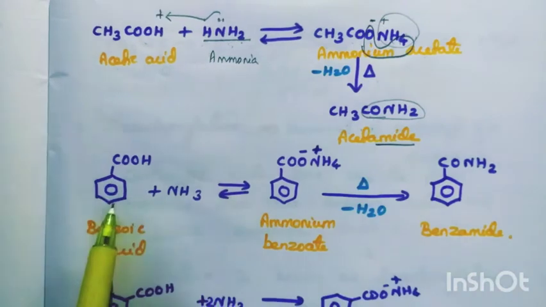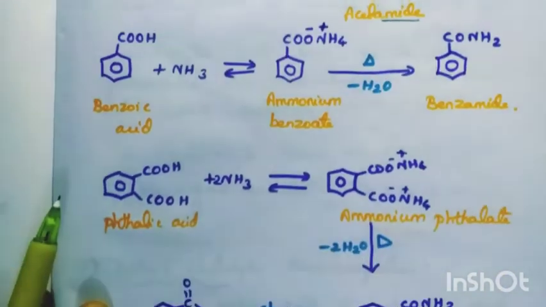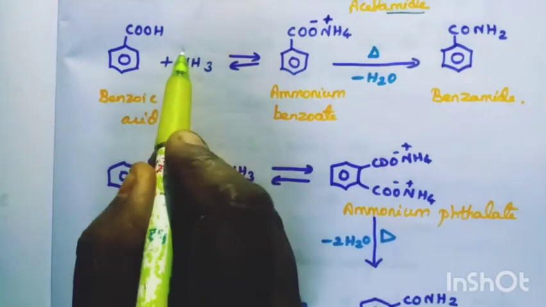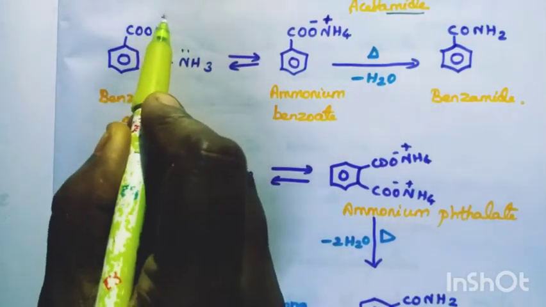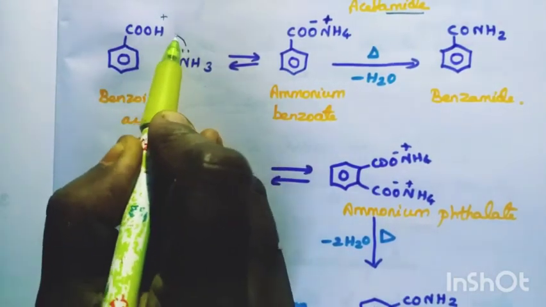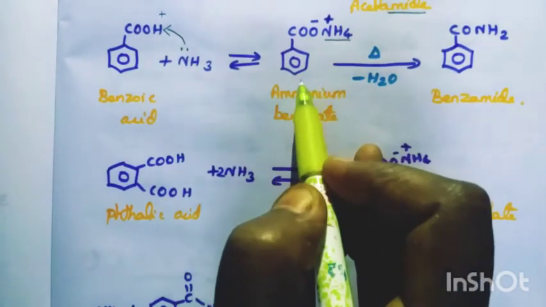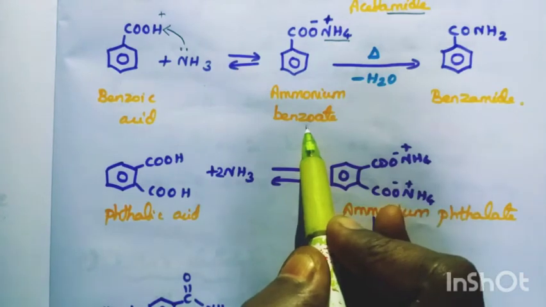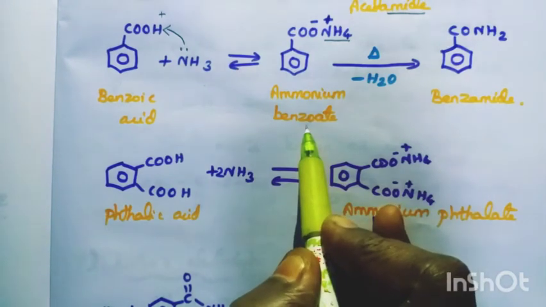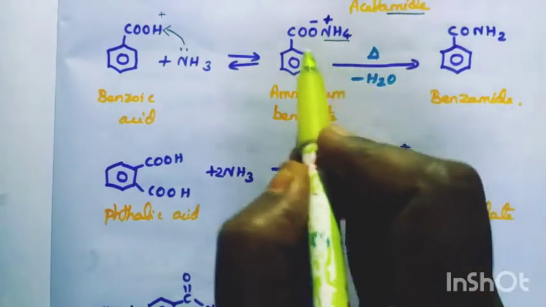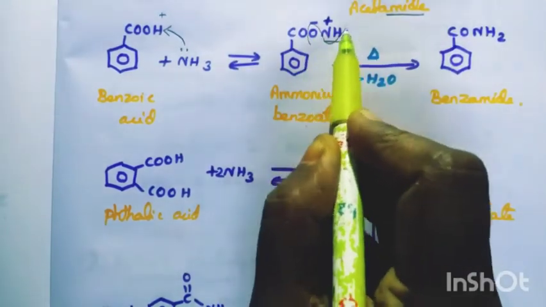And the next is benzoic acid. Benzoic acid with ammonia, same process. Nitrogen carries a lone pair, and the acid has H plus. This lone pair forms a bond with H plus, so we get ammonium benzoate. Now this ammonium benzoate is unstable, so on further heating it loses water to form a stable amide.